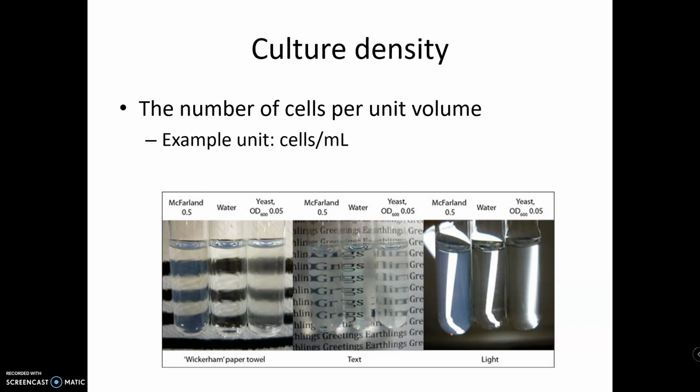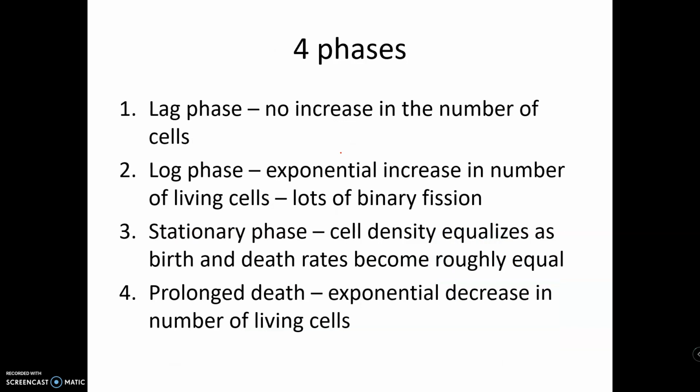But if you drink a cup of water that has 8 billion E. coli cells, you're definitely going to get sick from that. That's a different culture density between those two things. 1 cell per cup versus 8 billion cells per cup. So culture density is the number of cells per unit volume. There's a whole bunch of different units you can use, but one of the more common ones is cells per milliliter that you can see right there. This is just what's happening during those phases. I really already gave you that.